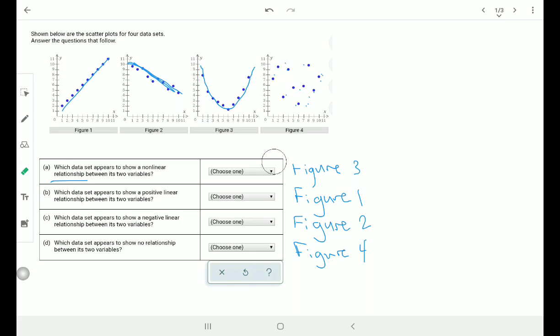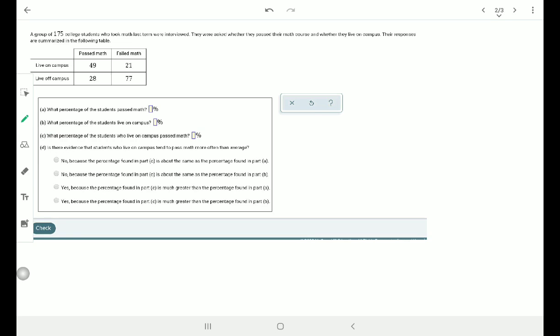Let's look at question 9 now. Question 9 will help you out with 6, 7, and 8, because those are similar in style to those. So question 9, a group of 175 college students who took math last term were interviewed. They were asked whether they passed their math courses and whether they live on campus. So we're comparing all of these different factors. Their responses are summarized in the following table.